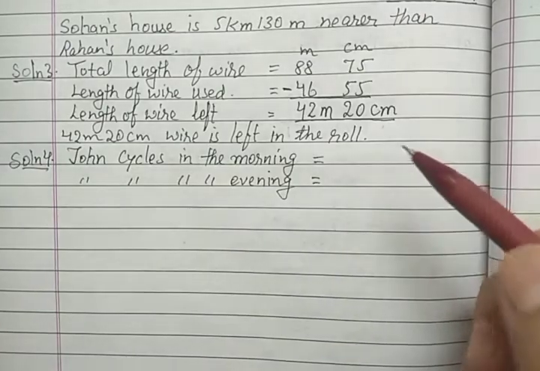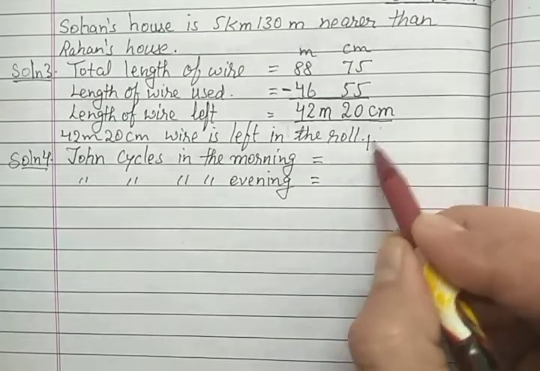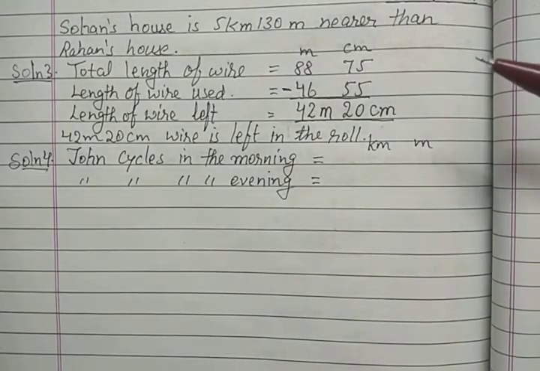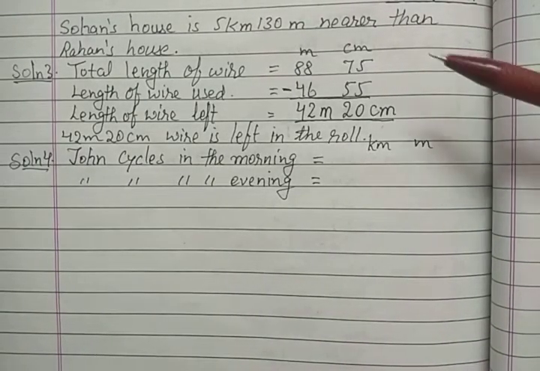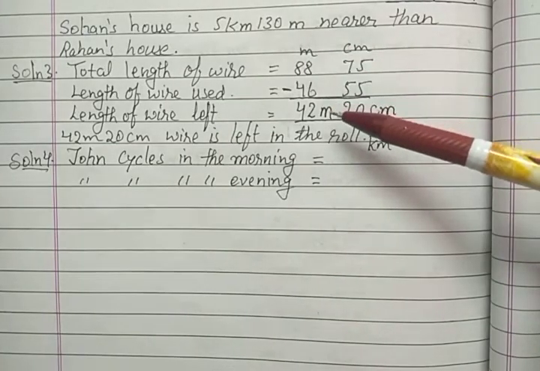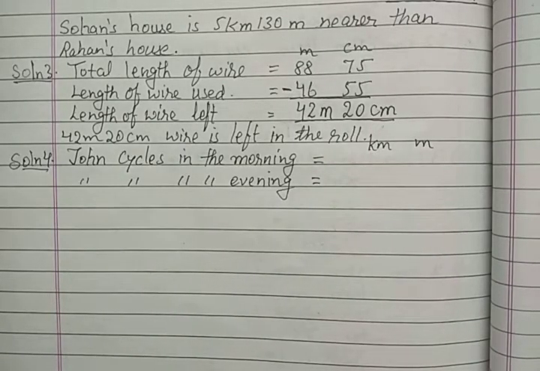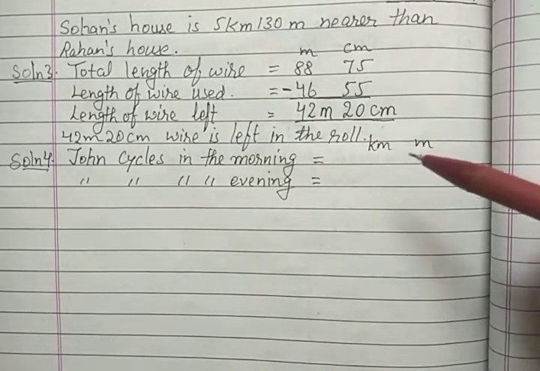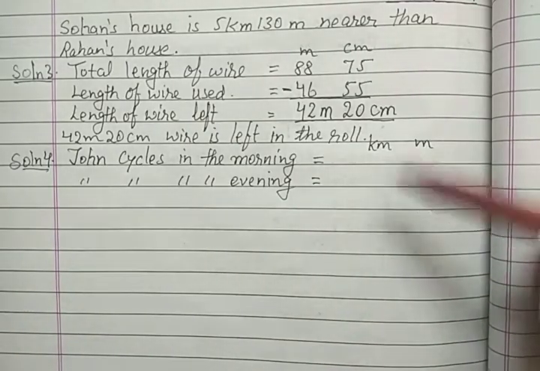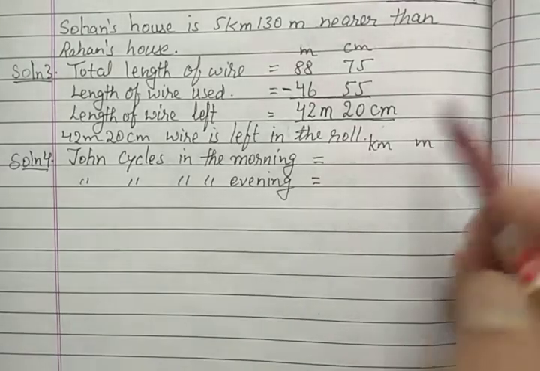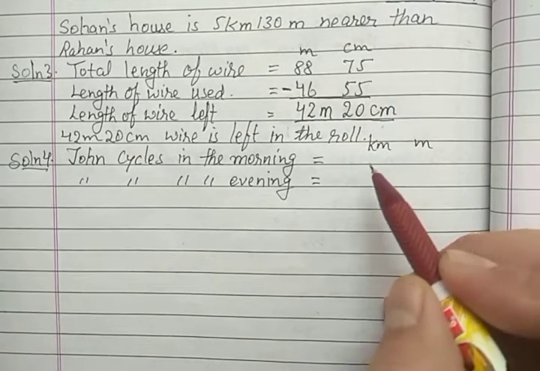So your question is given in kilometers and meters. So this thing you have to keep in mind: if the question is in meters and centimeters, then you have to use meter and centimeter. If the question is given in kilometer and meter, then you have to use kilometer and meter. This is the most important thing, you have to keep it in mind, because your answer should also come in the same units, otherwise your marks can be cut.